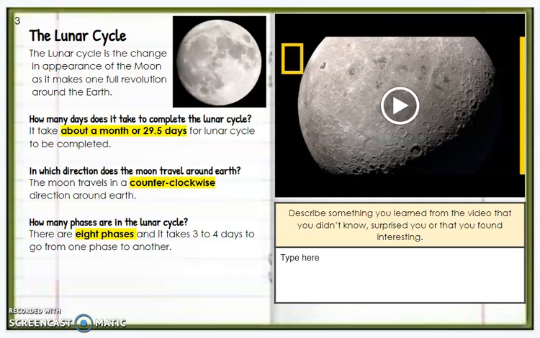Okay, so the lunar cycle is the change in appearance of the moon as it makes one revolution around Earth. So how many days does it take to complete the lunar cycle? Well, it takes about a month or 29.5 days for it to go around Earth. It travels in a counterclockwise direction around Earth, and there are 8 phases. And so it's going to take 3 to 4 days to go from one phase to another.